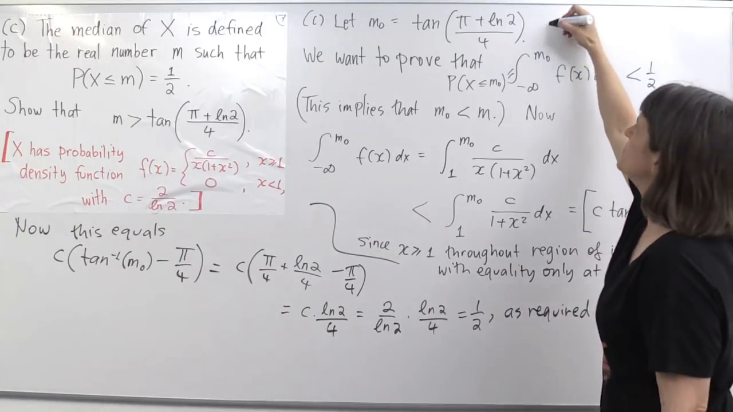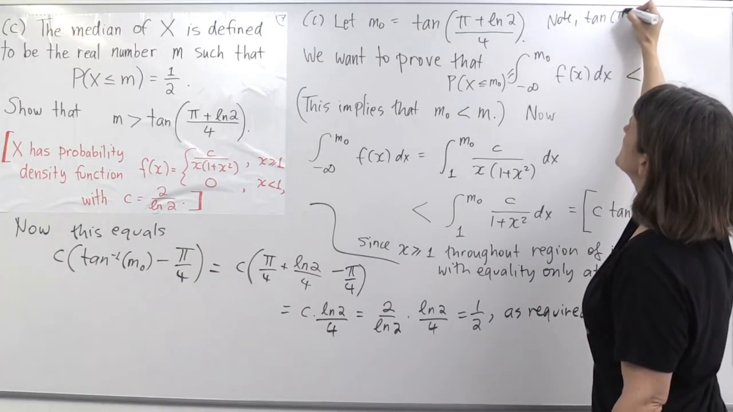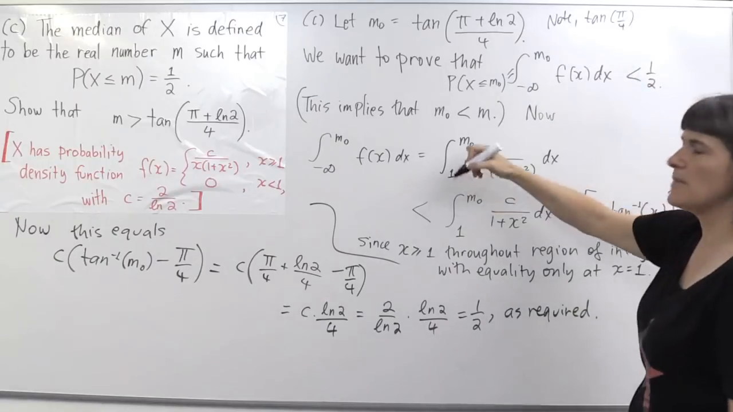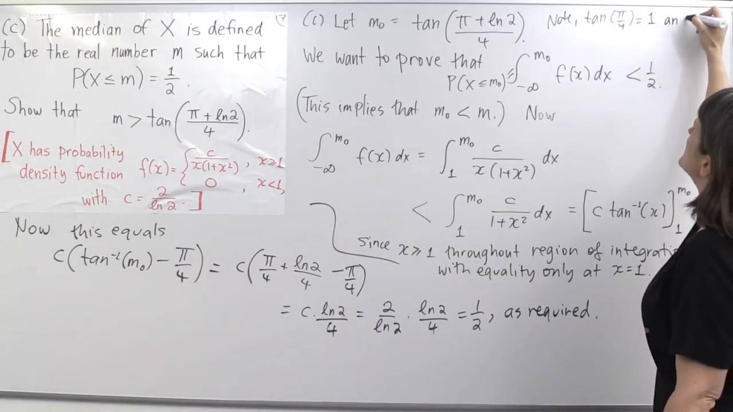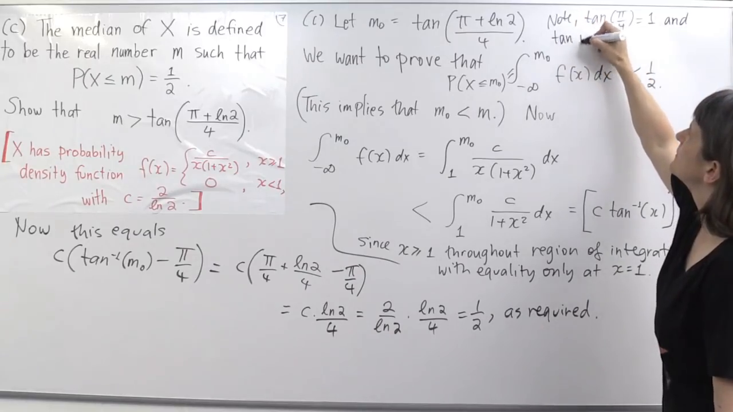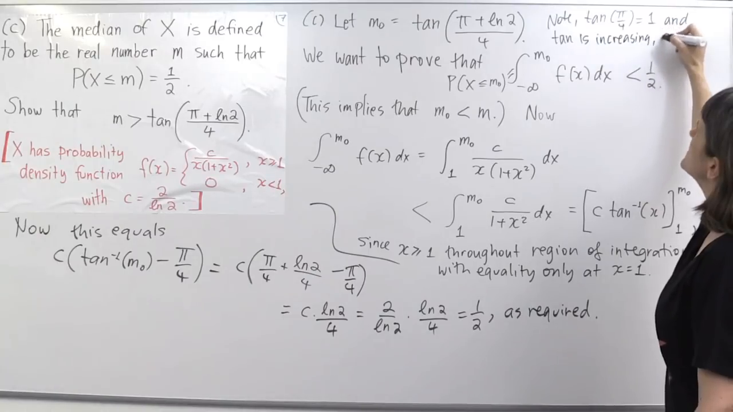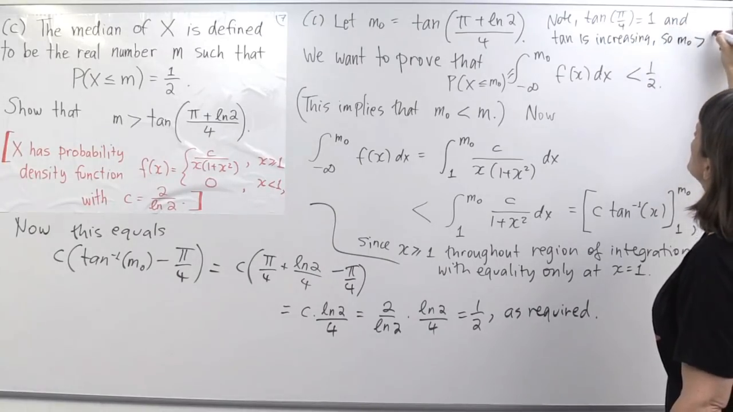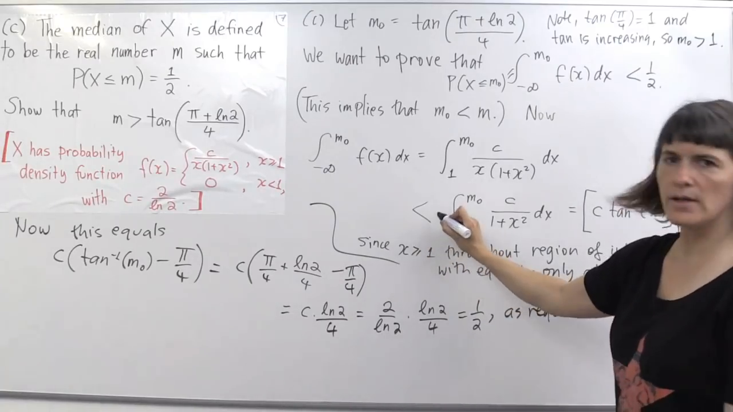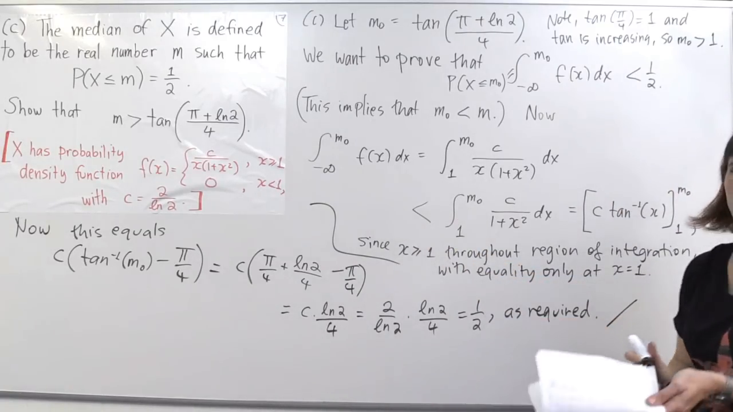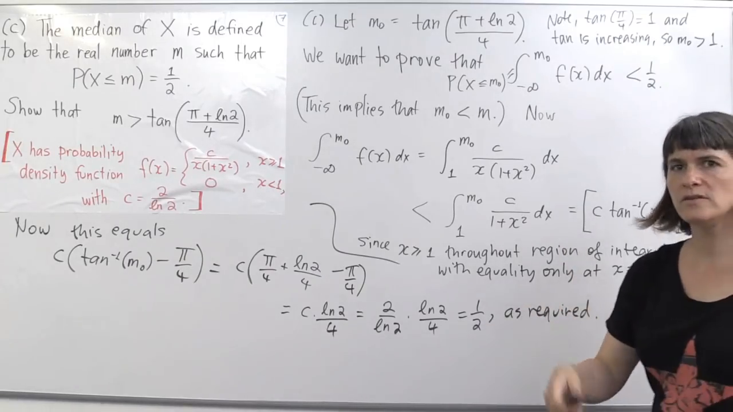So note, thank you. I think we should add this just to explain why we know we've got some actual weight in here that we're integrating. Tan of pi on 4 is equal to 1, and tan is increasing. So m0 is strictly bigger than 1, and that's why I get this strict inequality here. Okay, and that's question 3. Thanks very much. I'll hand over, we're going to clean the board, and then John will take over.